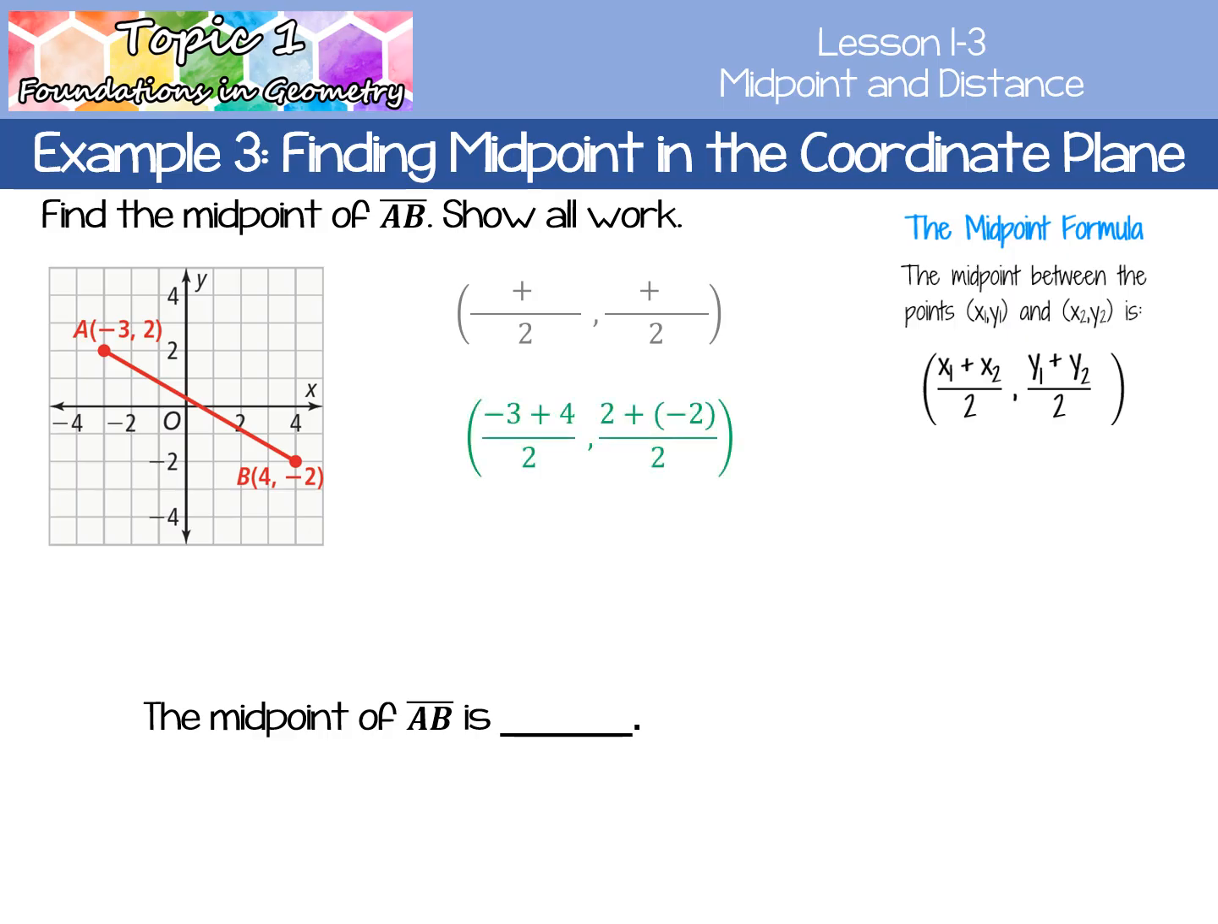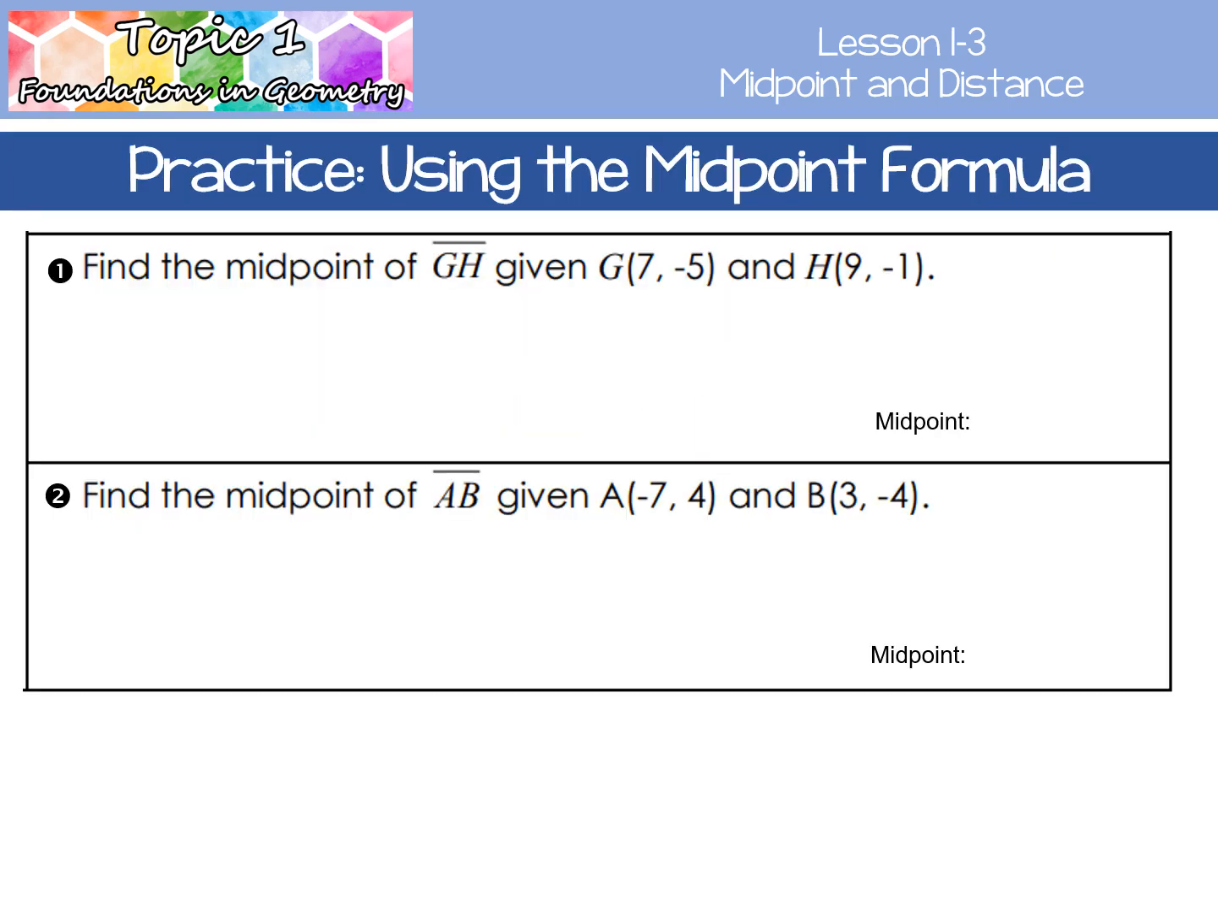And then grab the x's. So the x's in the 2 points are -3 and 4, and the y's in the 2 points are 2 and -2. Plug it into your formula and simplify. We get 1/2 and 0/2, which of course is just 0. So the midpoint of segment AB is the point 1/2 or 0.5, either way, comma 0.